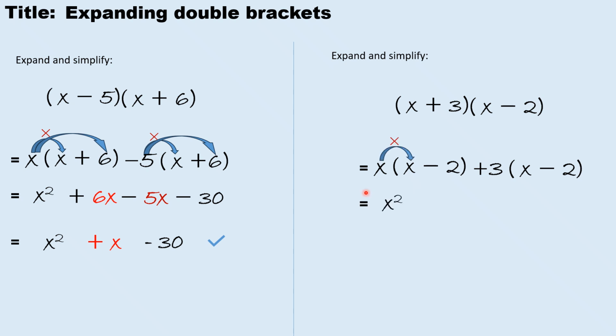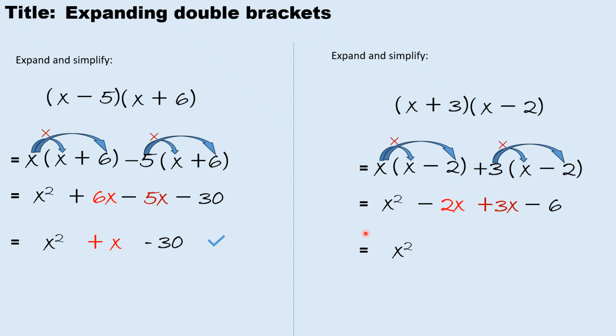x multiplied by x should give you x squared. Then x multiplied by minus 2, that should give you minus 2x. Then 3 multiplied by x will give you 3x. And then 3 multiplied by minus 2 should give you minus 6. So that's what we have.